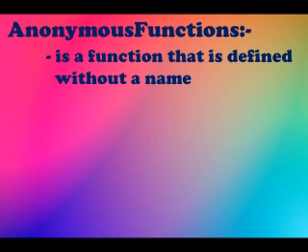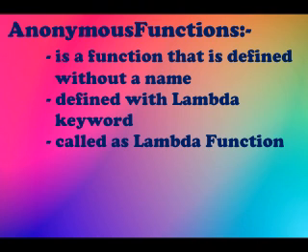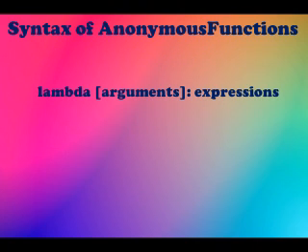Normal functions are defined with a def keyword. But these anonymous functions are defined with the lambda keyword. So these functions are called lambda functions. Now we will see the uses of lambda function or anonymous function. These functions are used for creating small functions. It is also used in combined functions like filter, map and reduce.